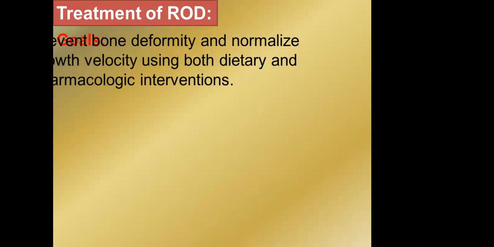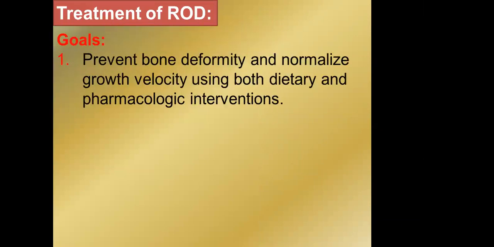Treatment of renal osteodystrophy: the goals of the treatment are to prevent bone deformity and normalize the growth velocity using both dietary and pharmacological intervention. The main goal of our treatment, it is a long treatment, requires a lot of follow-up. So the goal of the treatment was to prevent bone deformity and normalize the growth velocity by either dietary control or by using a drug.